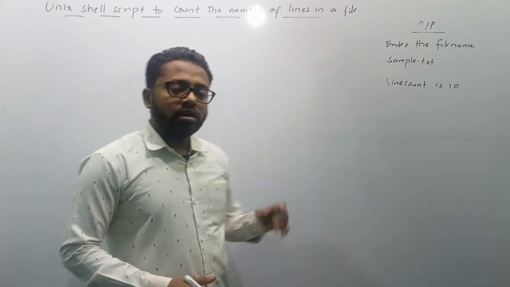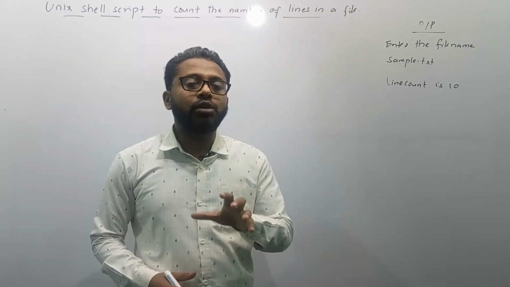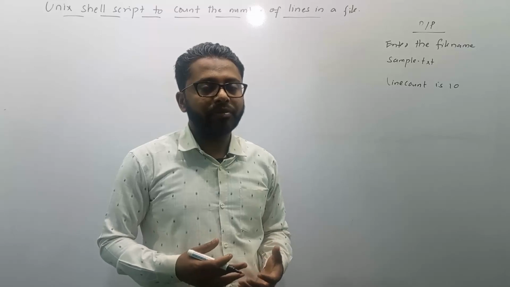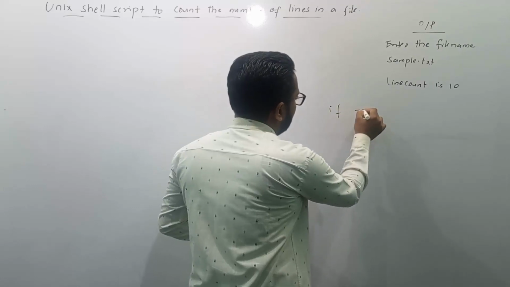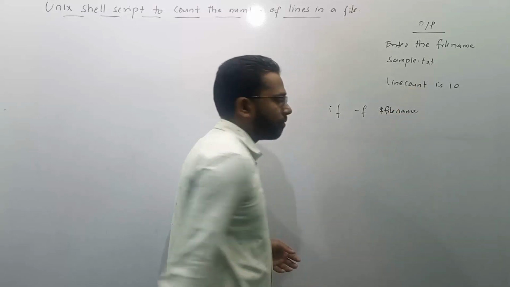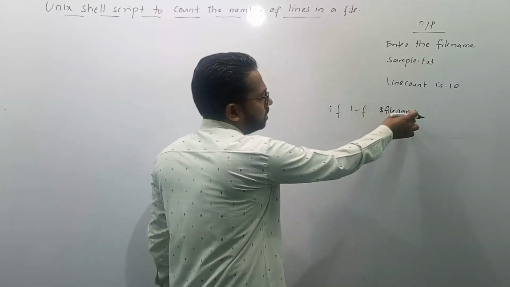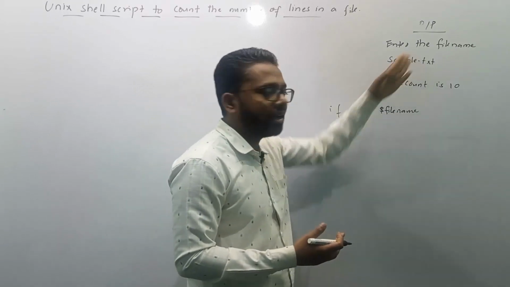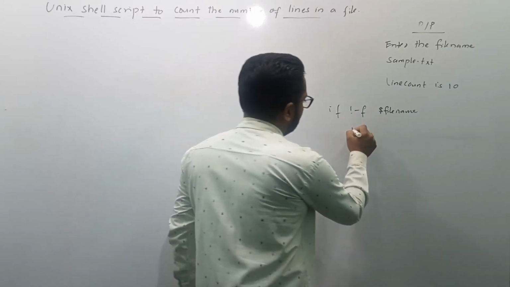So how can you write the code for this particular program? For writing the shell program, you first need to check whether this particular file sample.txt exists in the system or not. For that you need to set an if condition: if -f $filename, and next I will use not. This filename is a variable which will hold the name of the file sample.txt. If this file doesn't exist, then I will show not found.